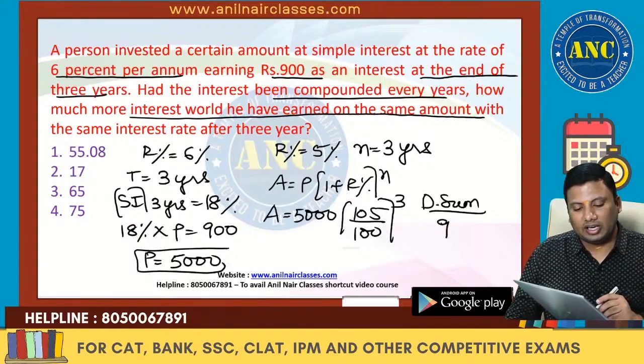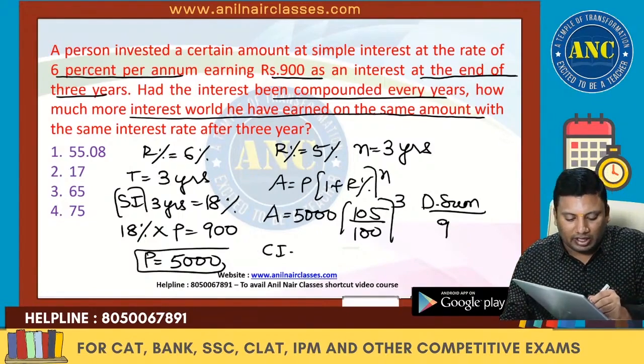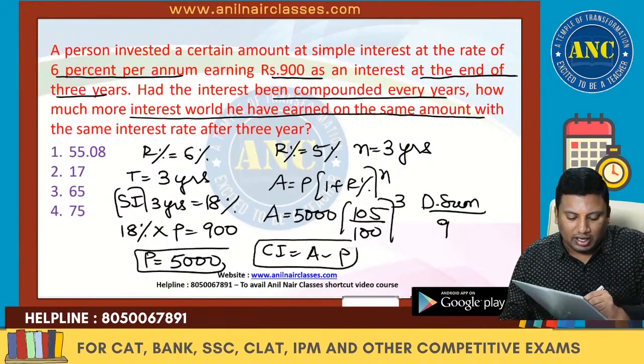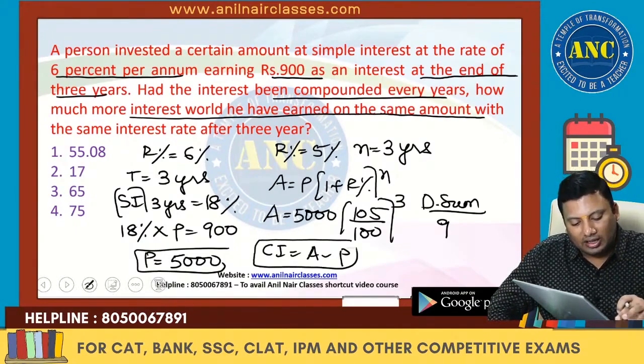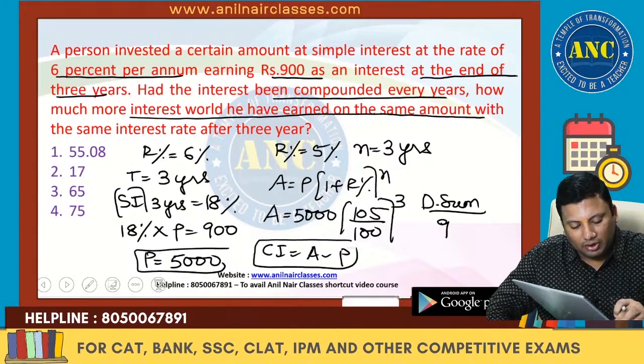I hope it is clear. This digital sum is 9. So compound interest is nothing but amount minus principal, right? If you do that, you will get the digital sum. This is one method. Another method is, now see here, I will do it slowly.